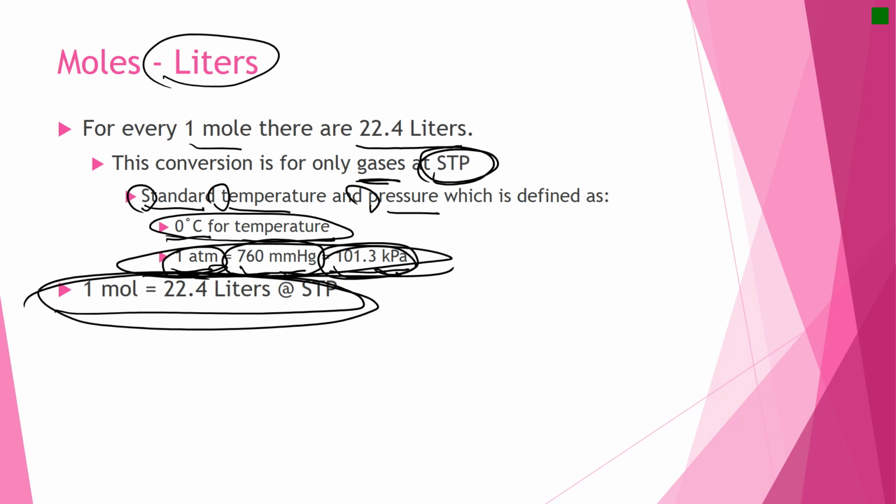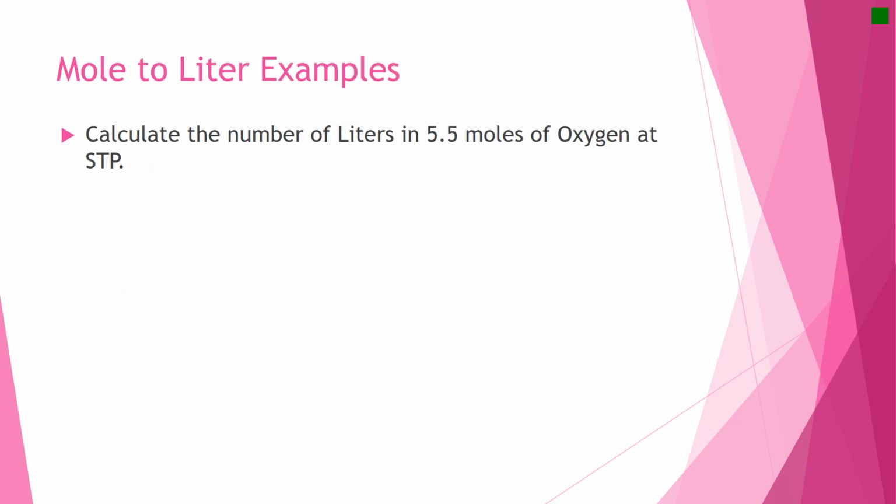So this is the conversion that you can use if you are trying to go between moles and liters: 1 mole is equal to 22.4 liters. You will have to have that one memorized. All right, so calculate the number of liters. I'm asking for liters of 5.5 moles of oxygen at STP. So it's important that I wrote STP. For this unit, if we're not writing STP, pretty much you can assume that it is, and that was probably just a typo I'm forgetting.